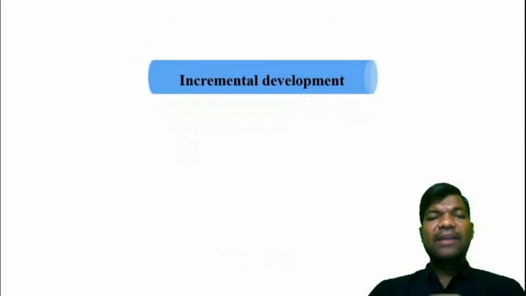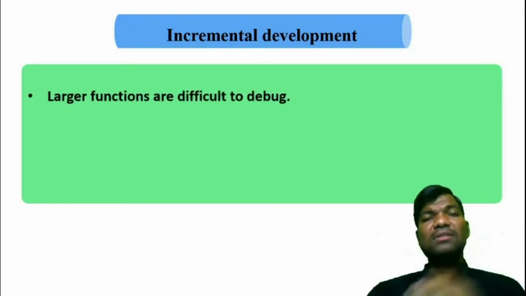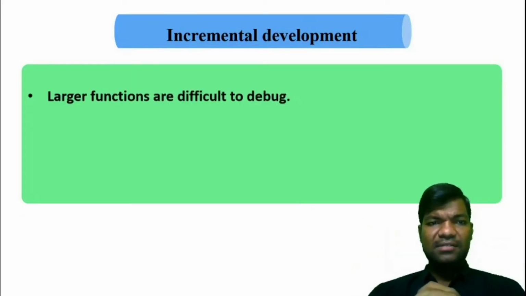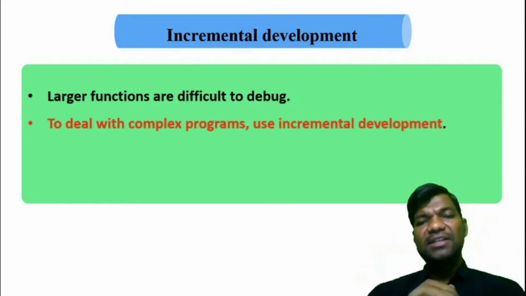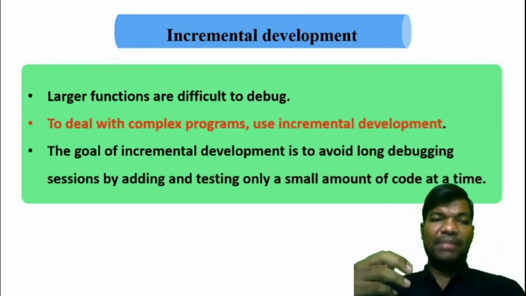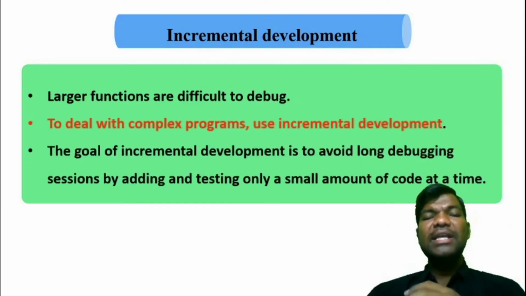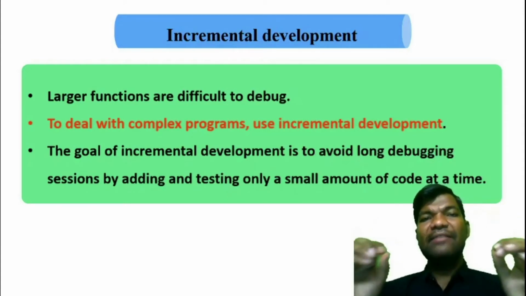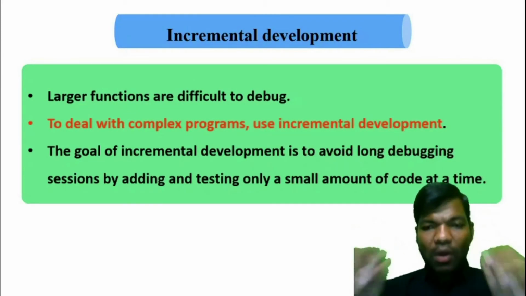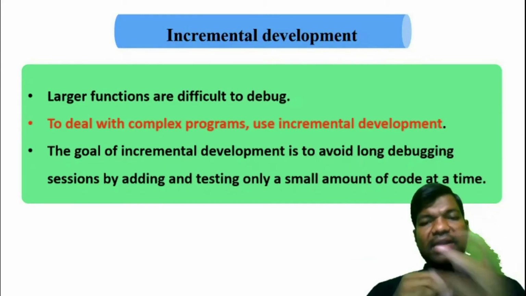Now coming to the second one, incremental development. What is meant by incremental development? Some functions are very large in size. They are very difficult to debug. So we need to deal with complex programs or complex functions by using incremental development. The main goal of incremental development is that we avoid debugging long programs and we test only small amounts of code at a time, right? Let's check one example for this.